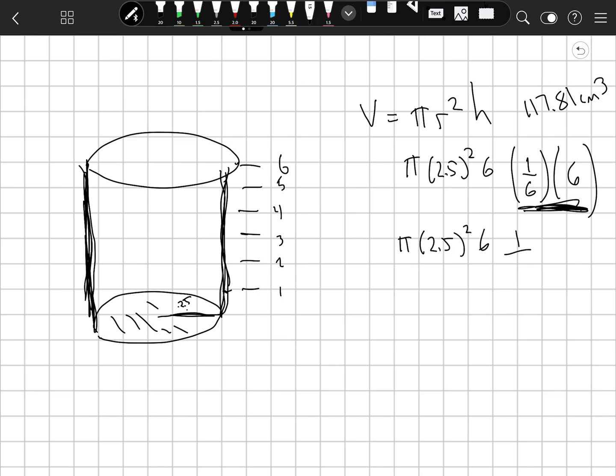We could also write pi times 2.5 squared times 6 by breaking it up into twelfths and having 12 of them. And this piece here would still equal 1. So we can break it up into smaller and smaller pieces. It doesn't change the volume. We're just taking a look at it in terms of smaller pieces. And eventually, instead of just a volume, you just have a slice.